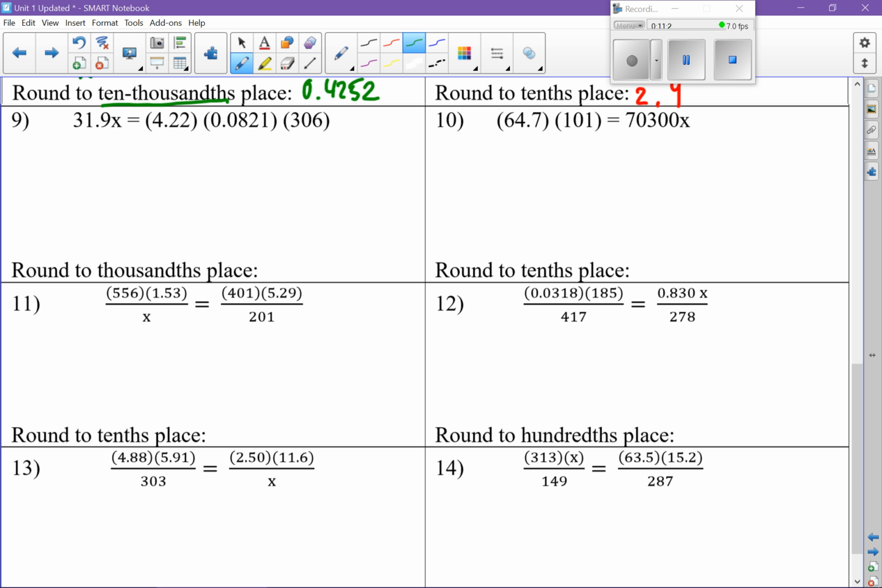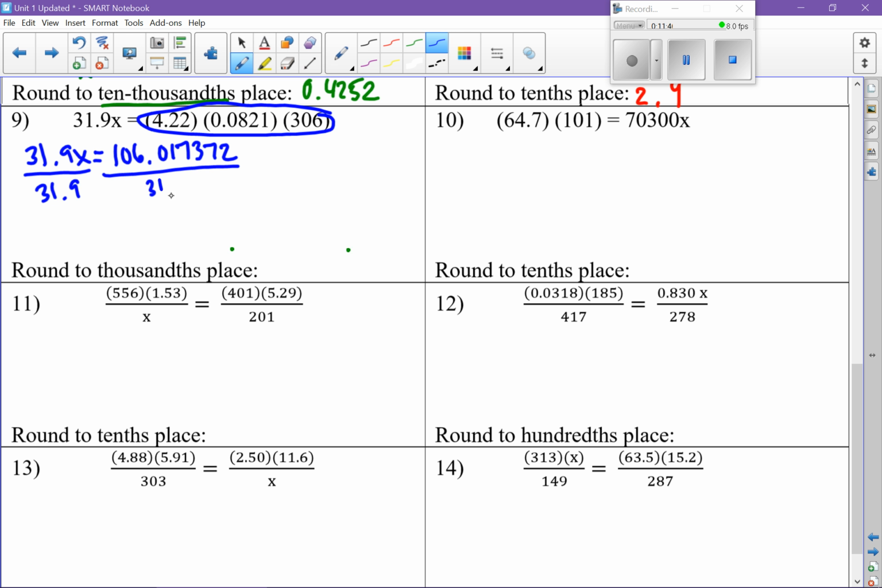Alright, doing good. Lots and lots of math. Let's try one with a little bit more. This time we have 3 numbers over here, so our first job is to combine those like terms. So leave this stuff on the left for a minute. Multiply all 3 of those numbers together. 106.017372, and then it becomes very easy. You just divide by the thing that's touching the x. Cross that out. x equals, put this numerator divided by that denominator.